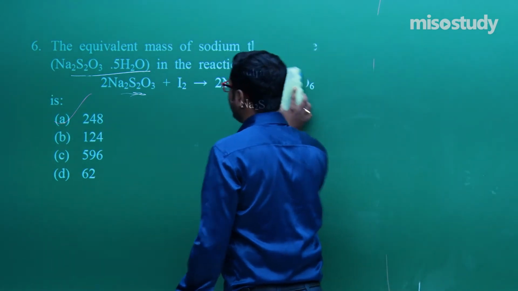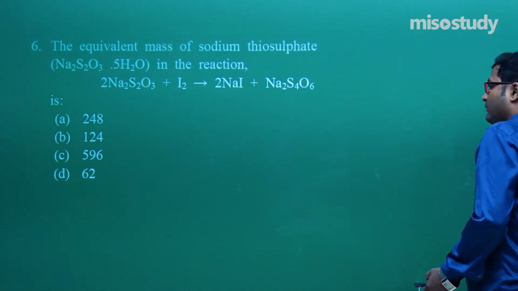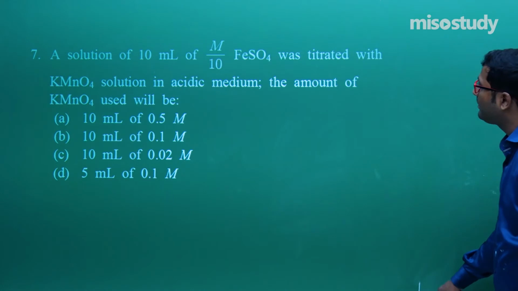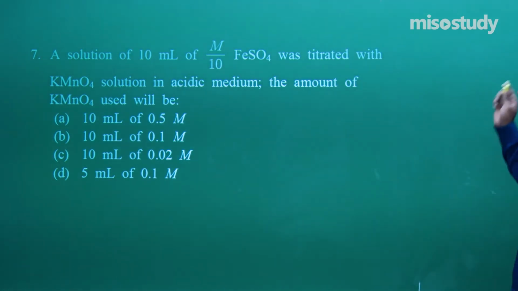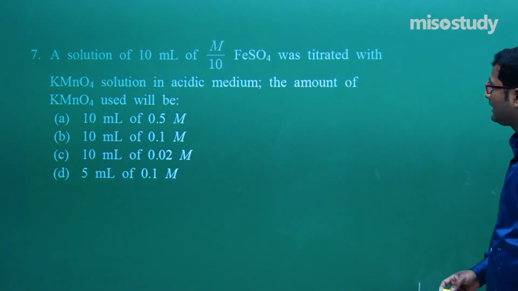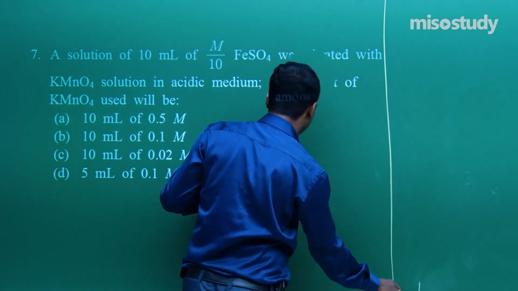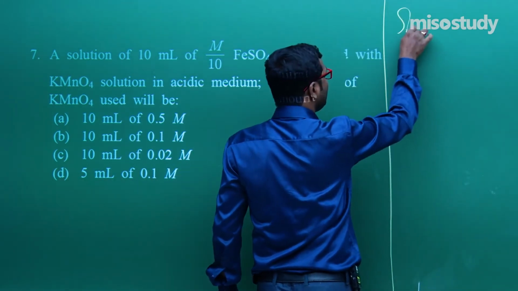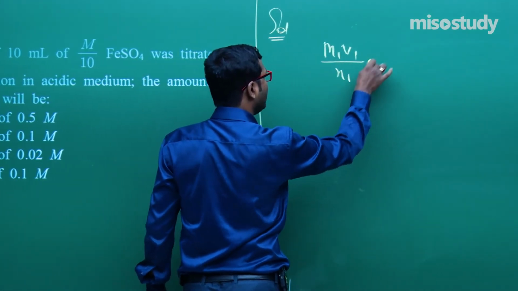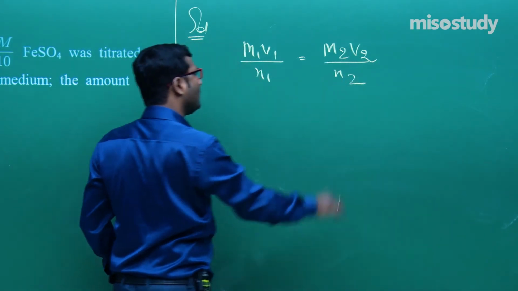Now wait for a moment, give me a few seconds. Now what is the next question? The next question is, a solution of 10 ml of M by 10 FeSO4 was titrated with KMnO4 solution in acidic medium. The amount of KMnO4 used will be, that is, when complete neutralization takes place. So we know we have to apply the formula M1V1 upon N1 is equal to M2V2 upon N2. This is the formula, friend.